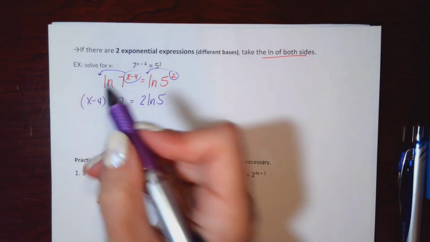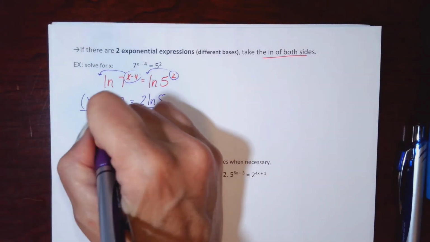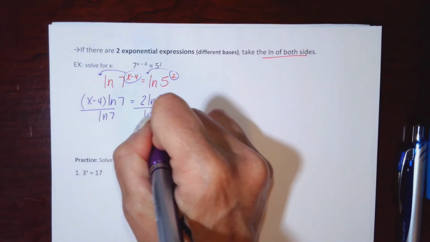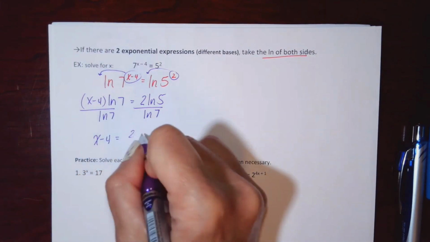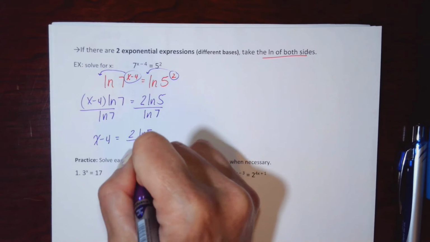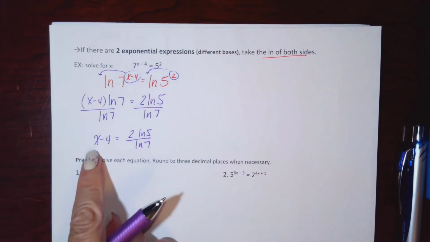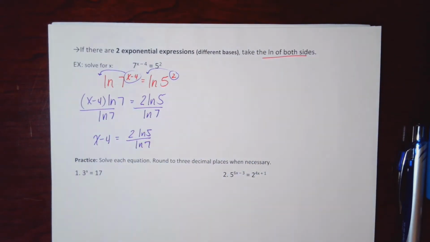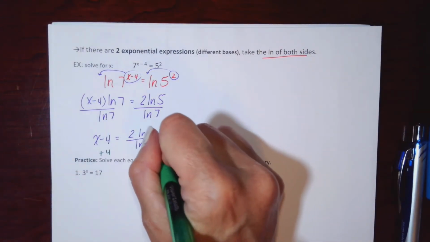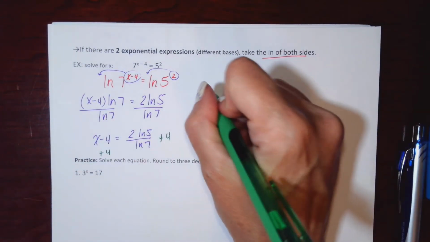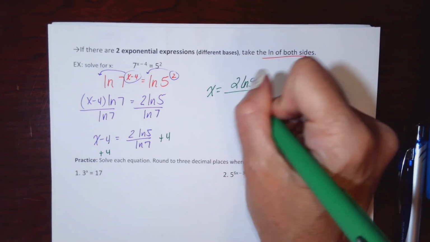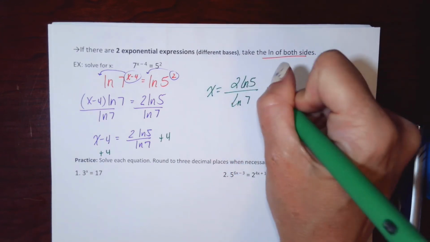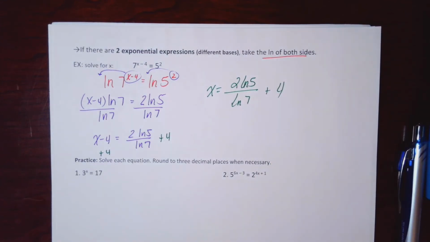And what am I going to do next? Well, let's move this natural log of 7 over to the other side. So I have x minus 4 equals 2 times the natural log of 5 divided by the natural log of 7. What do I need to do to finish solving for x here? Well, to finish solving for x, I need to add 4. So x is equal to 2 times the natural log of 5 divided by the natural log of 7, and then I will add 4 to that.